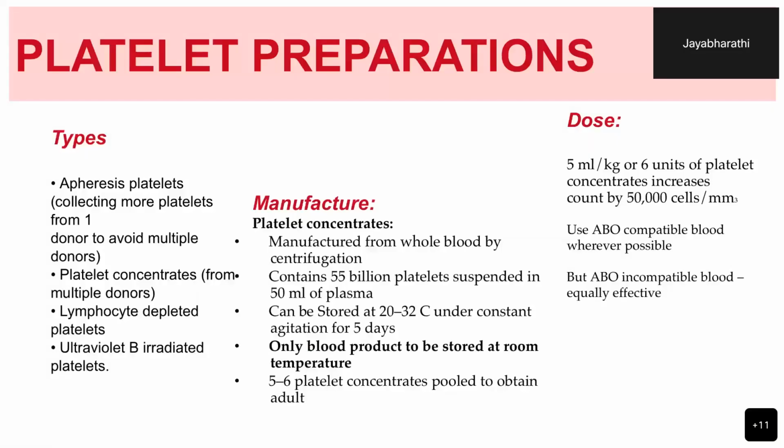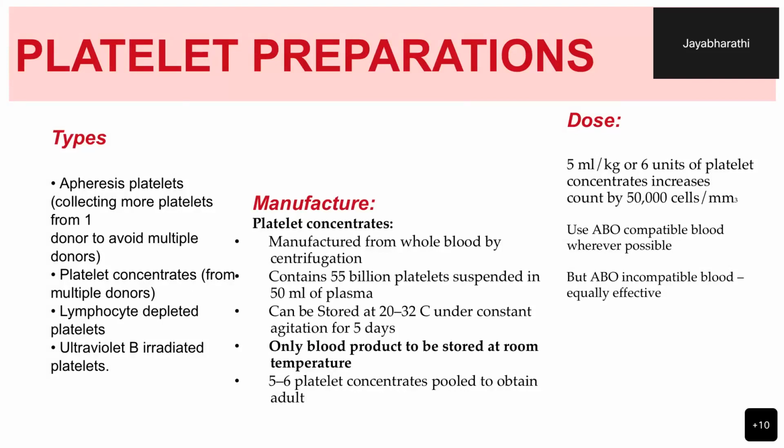Platelet preparation types include apheresis platelets, platelet concentrates, lymphocyte depleted platelets, and ultraviolet B irradiated platelets. Apheresis platelets is nothing but collecting more platelets from one donor to avoid multiple donors, whereas platelet concentrates are collected from multiple donors. Platelet concentrates are manufactured from whole blood by centrifugation, as I said before, and contain 55 billion platelets suspended in 50 ml of plasma.